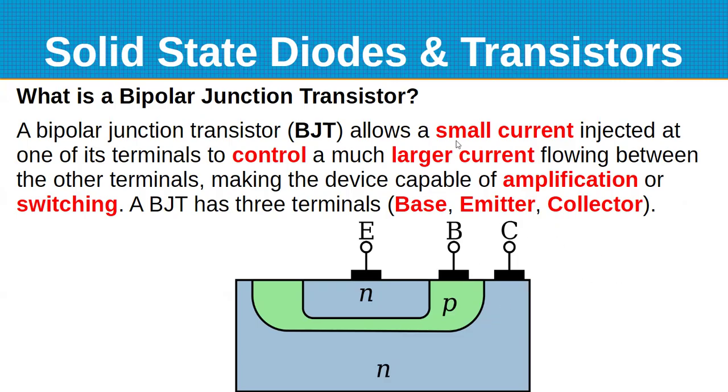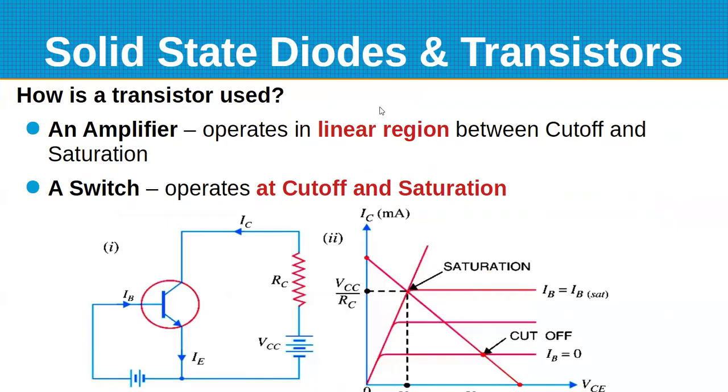So the main advantage of doing this is they discovered that a very small current is able to control a very large current, or in the case of the field effect, a very small voltage can control a very large current. So that allows us to use it as a power amplifier or a voltage amplifier, or as a switch. So when we use it as an amplifier, we try to operate it in what's called the linear region between cutoff and saturation, where the input current through the base is going to give us a proportional current output through the collector emitter.